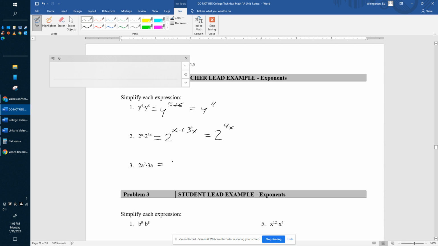So we can take our 2 times 3 times a to the 7th times a. 2 times 3 is 6. a to the 7th times a. You can kind of imagine there is an invisible 1 up here, simply saying a is the same as a to the 1. So that would be a to the 7th plus 1, which is a to the 8th. Take a look at problem 3 and see how it goes.